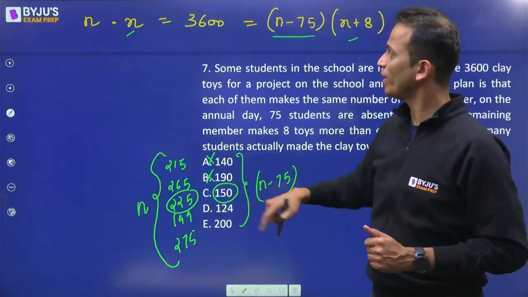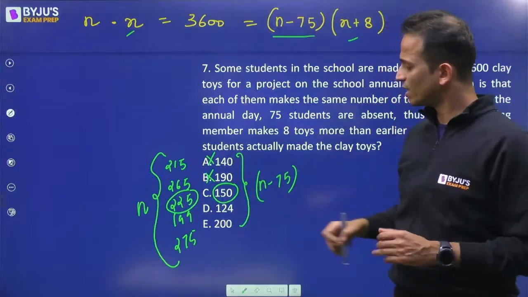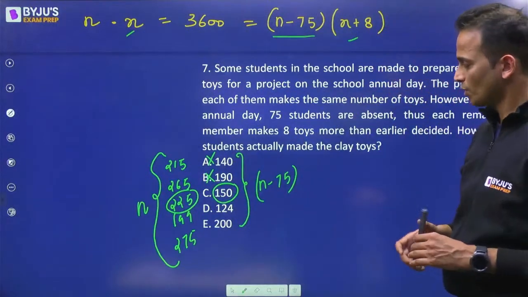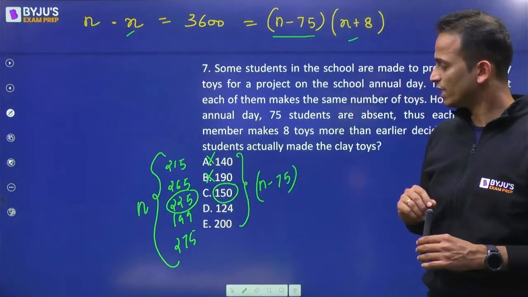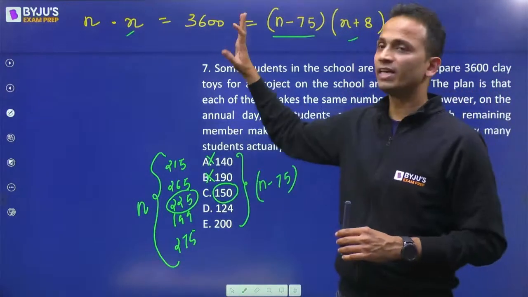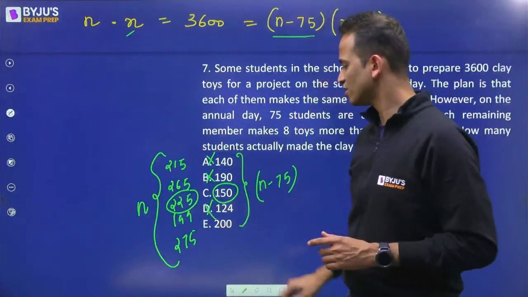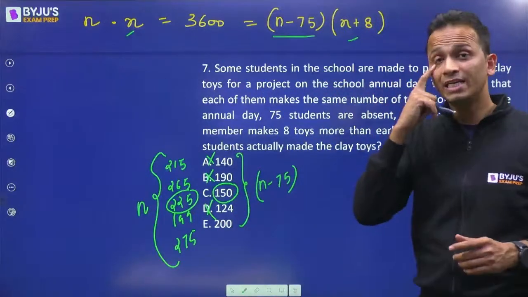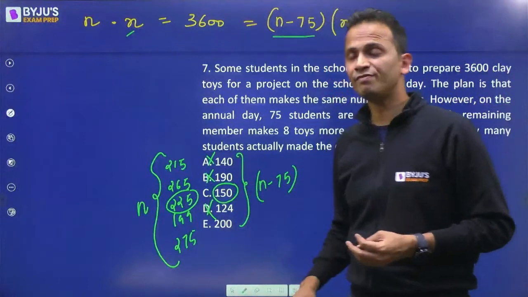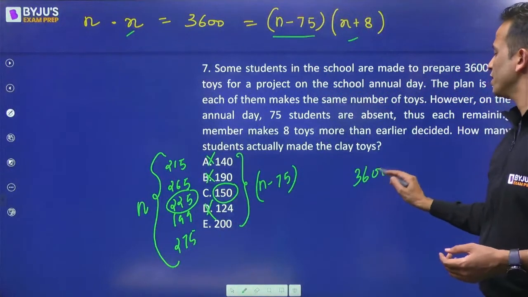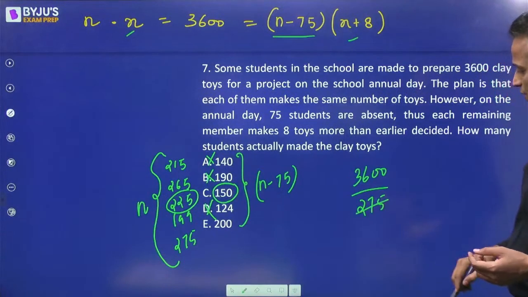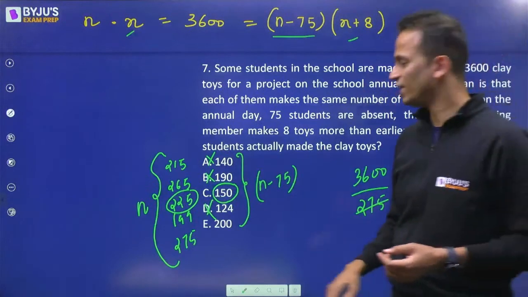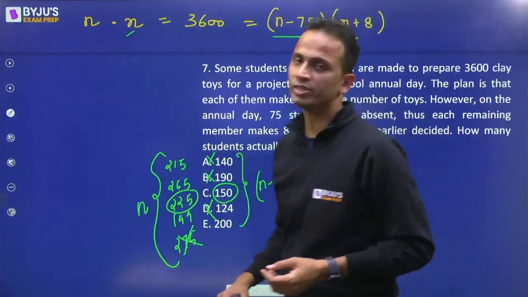Moving ahead, 124. Is 3600 completely divisible by 124? 124 is 31 into 4. It will not be completely divisible by 31, so this one is also cancelled. 3600 is completely divisible by 200. Yes. So let us also check 275. Is 3600 completely divisible by 275? By 25 it will be, but after 25 we get 11. It will not be divisible by 11. So it is not divisible by 275.